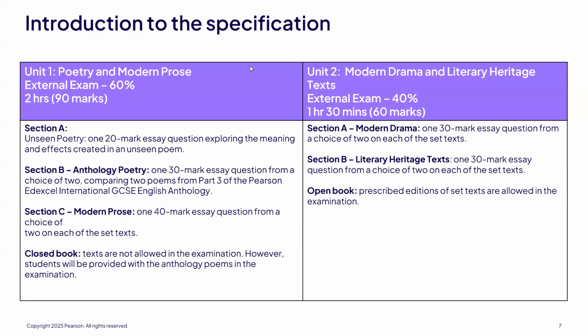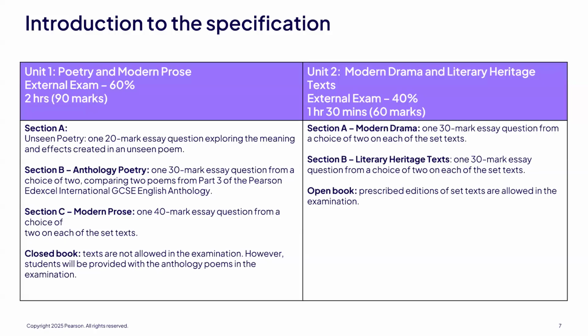And then Unit 2, we will go through this in a bit more detail as we move through. There are 2 questions. They're equally weighted at 30 marks each. This is a shorter exam. It's an hour and a half because it's weighted at 40% of their final grade. So the first question there is on section A, modern drama, and the second section is on literary heritage.